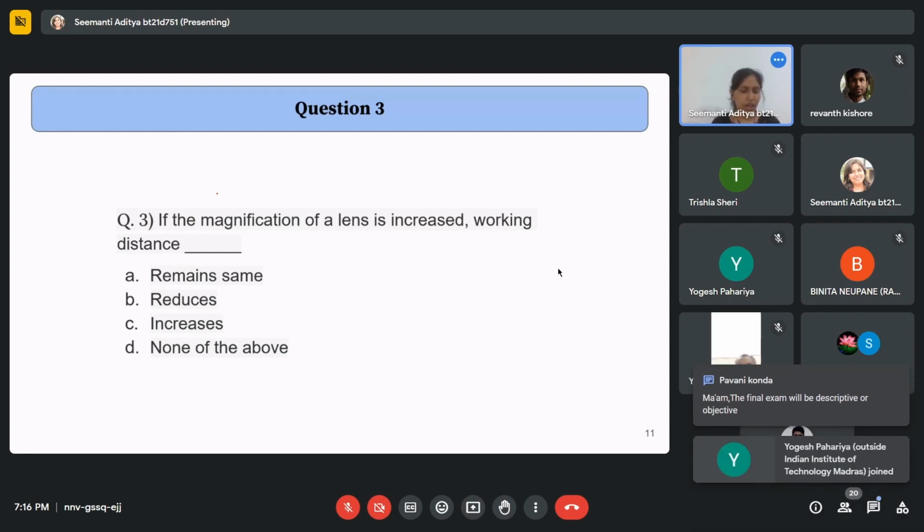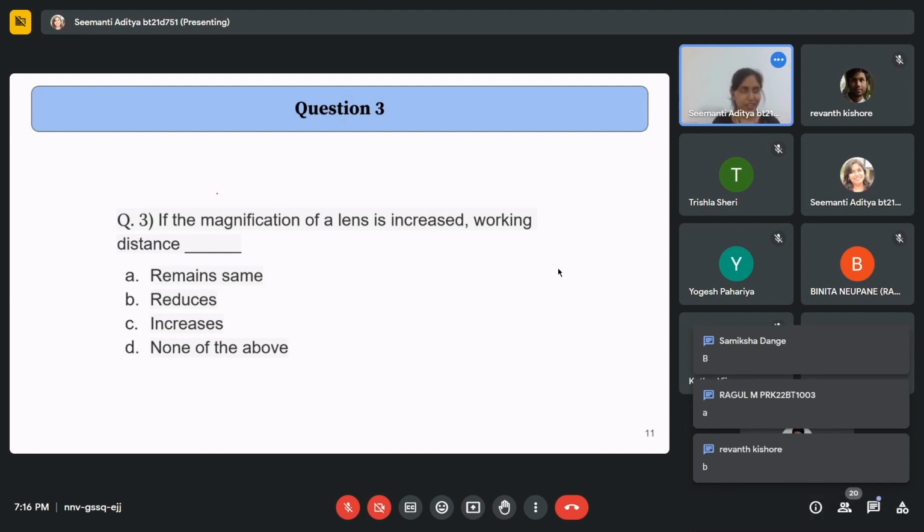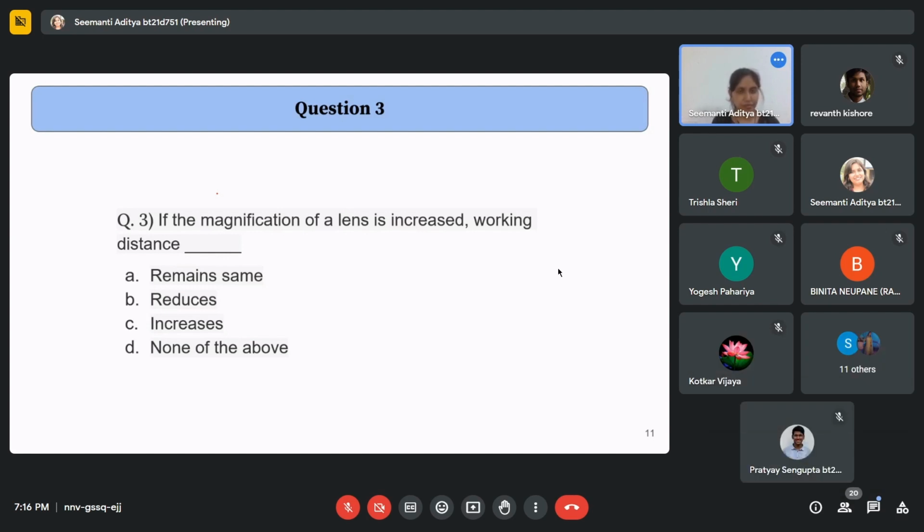Hi Pavani. Final exam, I'm not sure. It should be objective only, but I'm not sure. I'm not part of conducting exams, so I'm not sure whether it is objective or descriptive. But I think it is objective only.